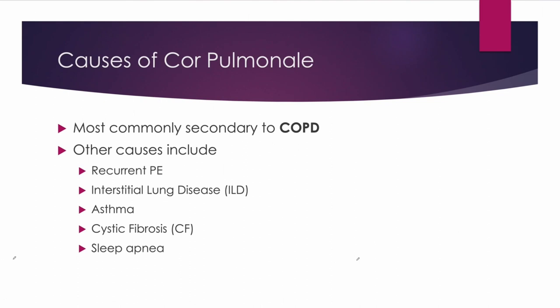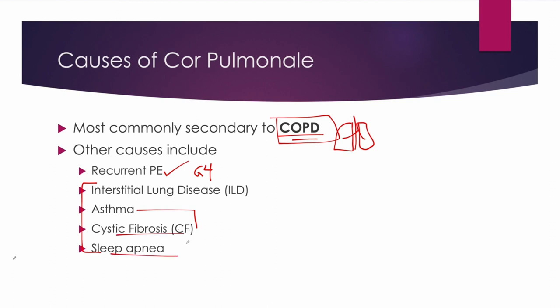Causes, like we said, it has to be related to the lungs. It has to be a lung problem, not a heart problem, okay? It has to be a lung problem. Other causes, said most common is COPD. Other causes, recurrent PE, so that's a group 4 on the pulmonary hypertension, and then the other group 3 items, which are interstitial lung disease, obstructive problems, cystic fibrosis, and obstructive sleep apnea.